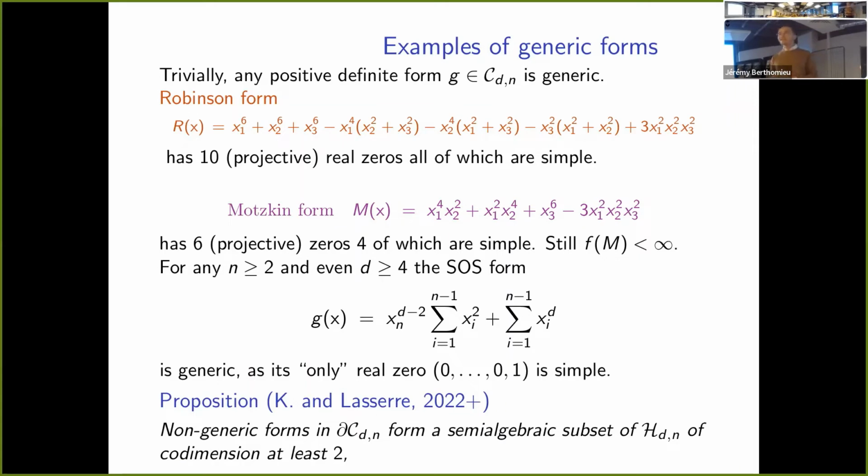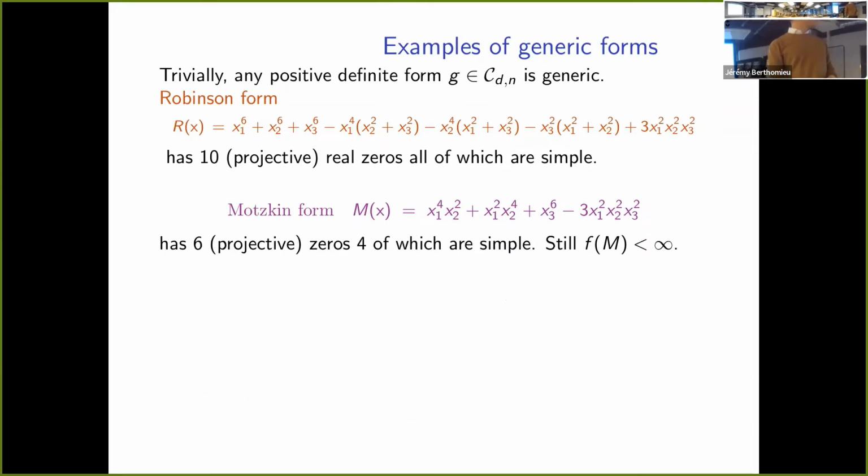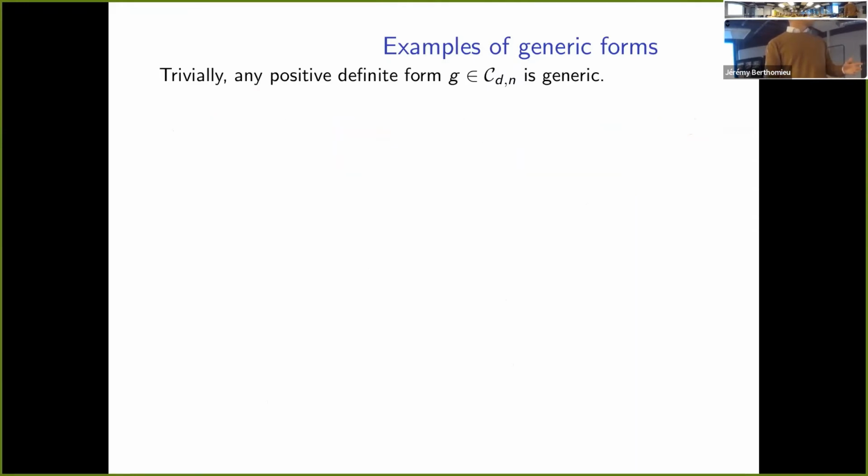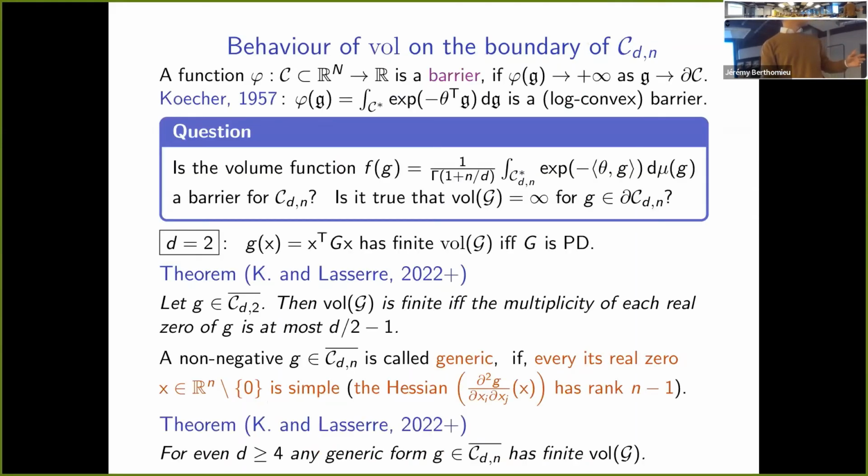Yes, please. What is a simple zero? So a simple zero means that, from the complex geometric point of view, you have a nodal singularity, and this literally means that the Hessian of the form at the zero has maximal possible rank n-1.